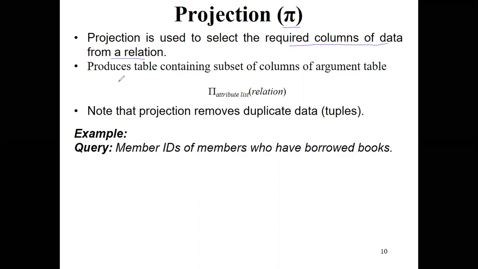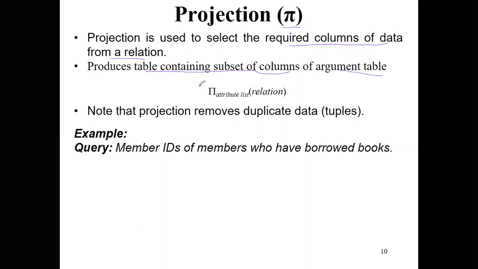So it produces a table. As I told, whenever we apply relational algebra operations on a relation, the result will also be a relation. It is the same in SQL also, because relational algebra concepts are incorporated into SQL. So the output will always be a table. It produces a table containing a subset of columns of the argument table.